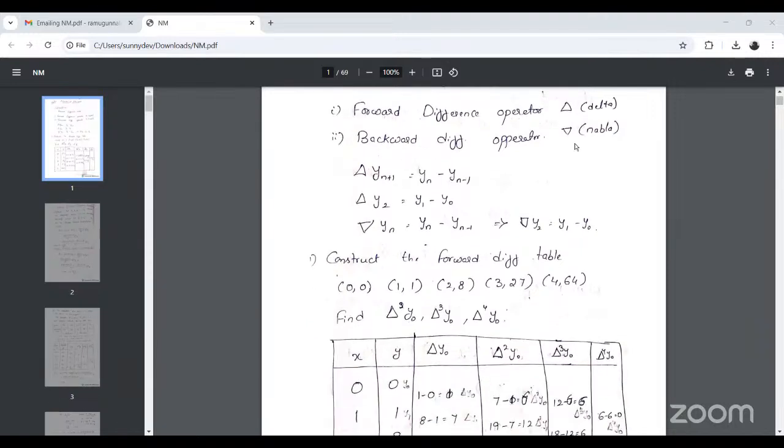So forward difference table, difference operator, backward difference operator, nabla. Okay, and now see here. Nabla y of n plus 1 is yn minus yn minus 1, and delta y2, in this case, is y1 minus y0, and nabla yn is yn minus yn minus 1, and nabla y2 means y1 minus y0. See, this is the thing.